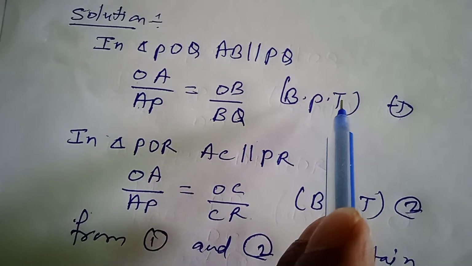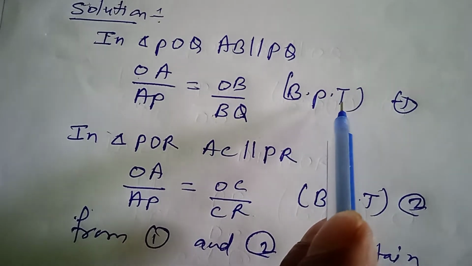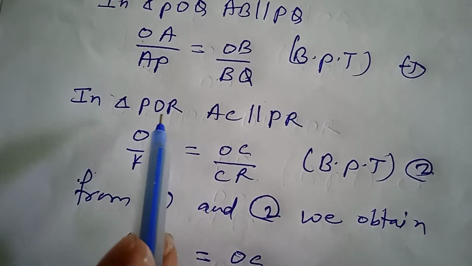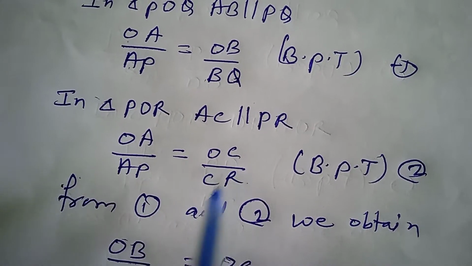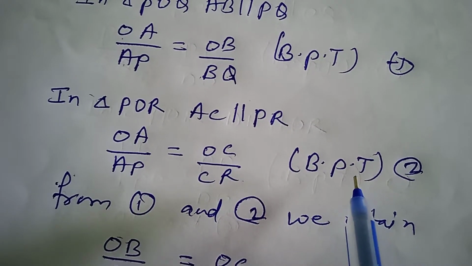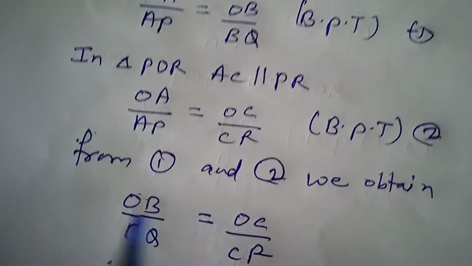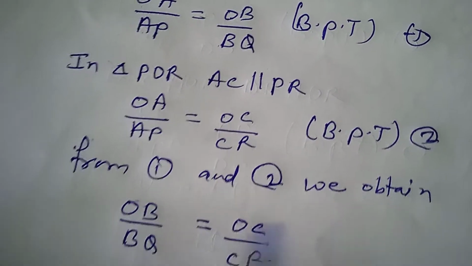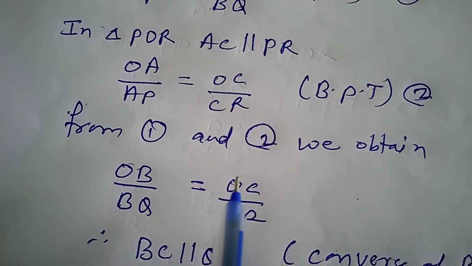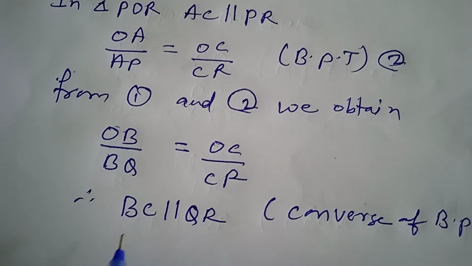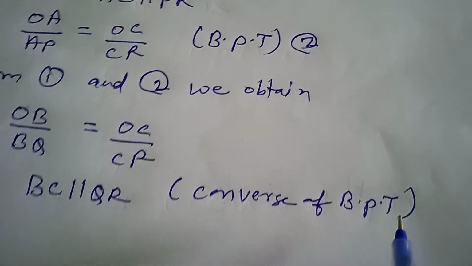according to the basic proportionality theorem, or we can write according to the property of the fundamental theorem. Same way, in triangle OPR, AC parallel to PR, OA upon AP is equal to OC upon CR. Same reason, we write basic proportionality theorem. Point number 2. From 1 and 2 we get OB upon BQ is equal to OC upon CR. And if OB upon BQ is equal to OC upon CR, then we can say BC parallel to QR according to the converse of the basic proportionality theorem.